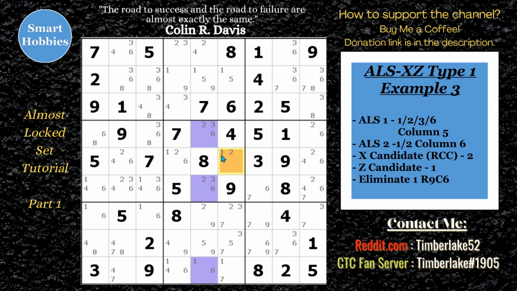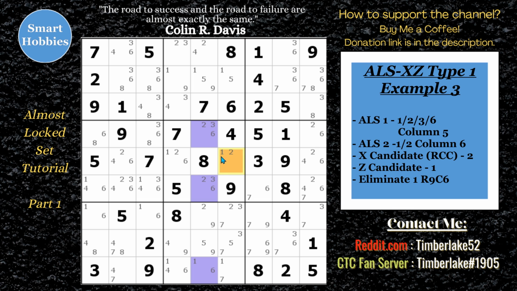You'll notice, is there a candidate in the orange that sees in the purple and they all see each other? Yes, it's the 2. So the restricted common candidate for purposes of the ALS-XZ rule is the 2, right? The 2s all see each other. Great. Now, is there another common candidate where we can make some eliminations?